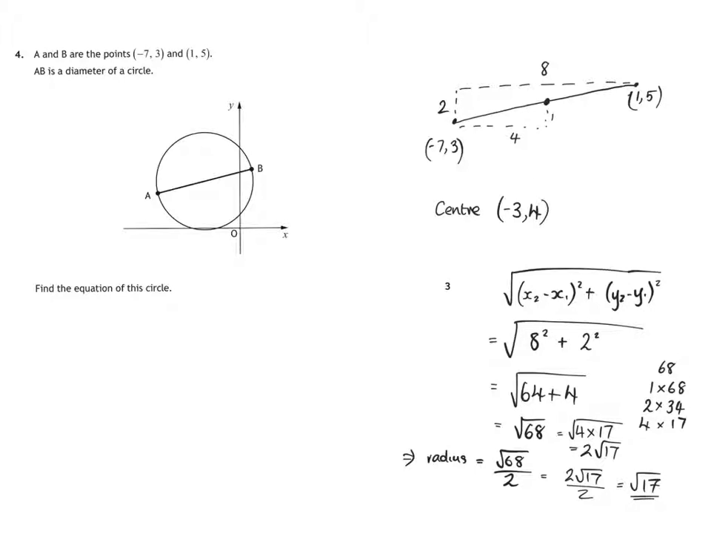So we need to be really comfortable using our surds and manipulating them how we did at National 5. Therefore at this point we can do the equation of the circle, which is going to be x plus 3 squared plus y minus 4 squared is equal to 17.